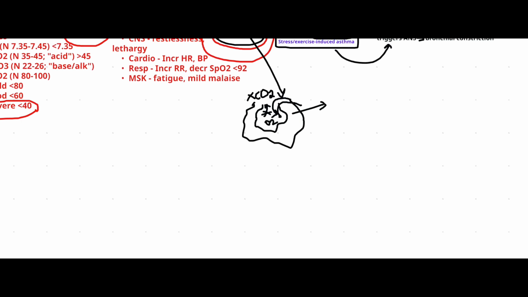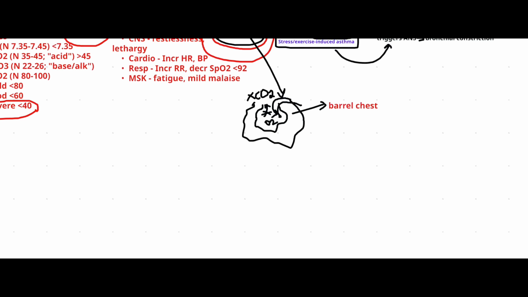Right? Because the air is just trapped in. It just keeps blowing. You just keep kind of inflating it, right? Who gets barrel chest? I heard COPD, I think. Which kind of COPD? Emphysema.